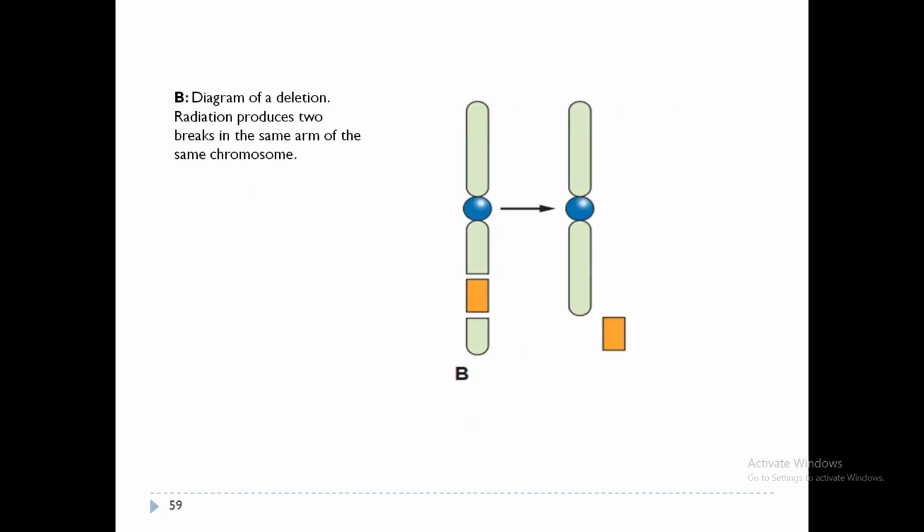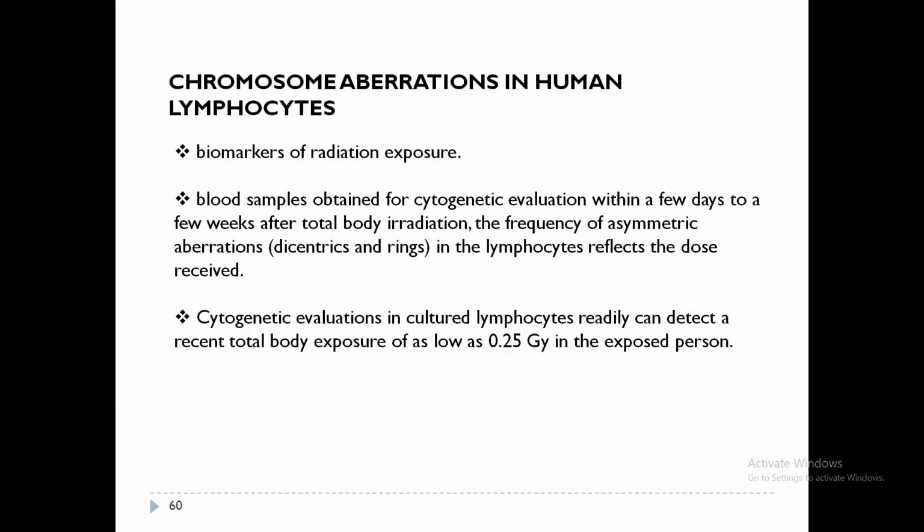Then this is a diagram which shows the deletion. Deletion produces two breaks in the same arm of the chromosome, and the removal of this portion. So here two breaks occur, this portion is removed, and finally the remaining portion is joined. So this is deletion. Chromosome aberrations in human lymphocytes are biomarkers of radiation exposure.